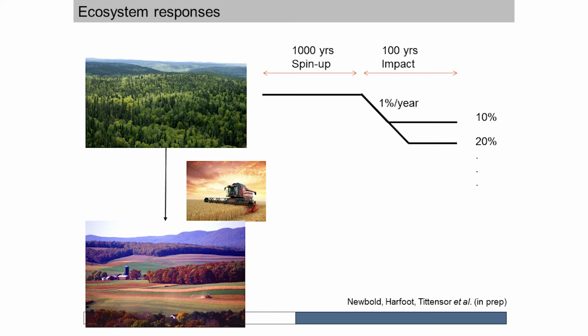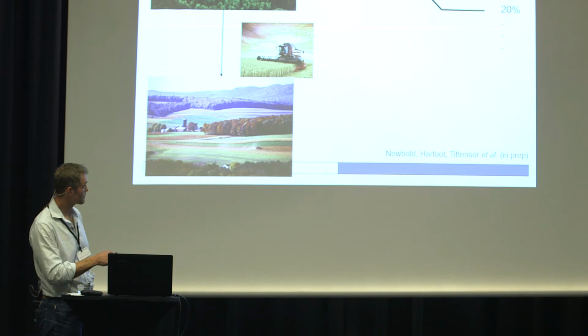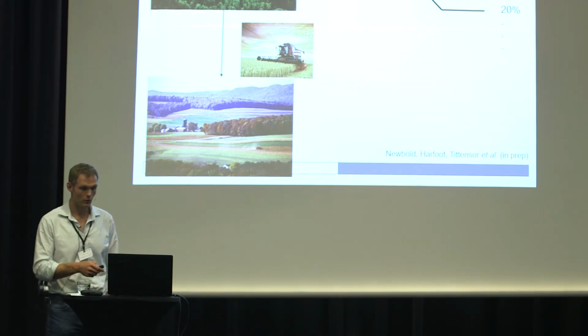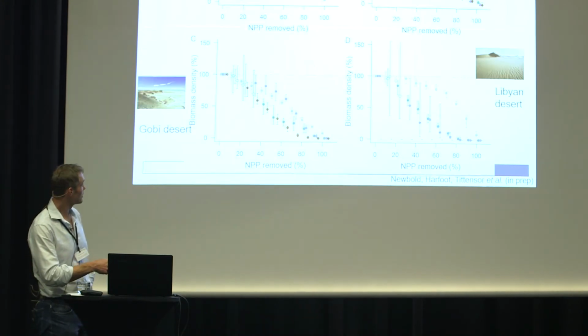And the experimental setup is to run the model for 1,000 years until it reaches some quasi-steady state for a whole set of different ecosystems, and then to increase the amount of productivity being taken out of the system by 1% per year, until it reaches some threshold, which is a set of deciles from 10 up to 100%, and then hold that constant for the duration of 100 years. And then we want to compare the system after that 100 years has elapsed to this pristine state and see what the effect of that perturbation was in different ecosystems.